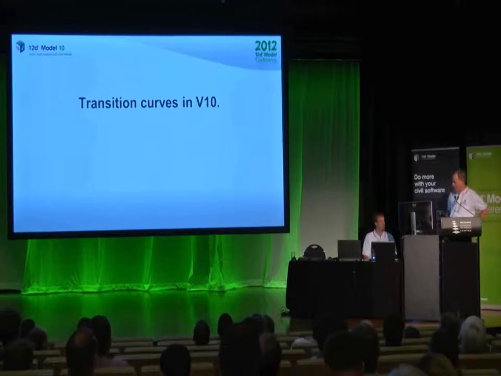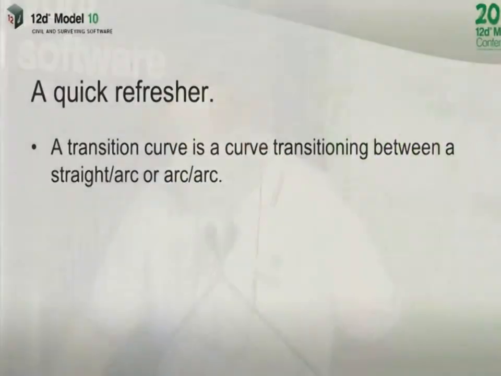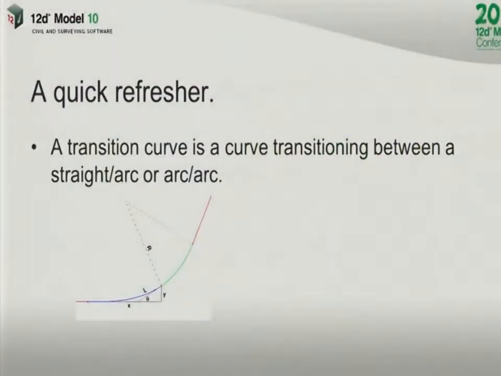Okay, transition curves in V10. Nice little quick light entertainment before a break. I thought the first thing we do was just a quick refresh from the last conference. We all know this, but it's a little readdressing of the thing. A transition curve is a curve between a straight and an arc, or an arc and an arc. So it's just that simple example there of a straight to a transition, or for a lot of the railway guys where it's necessary to join two arcs together for whatever reason there might have been.